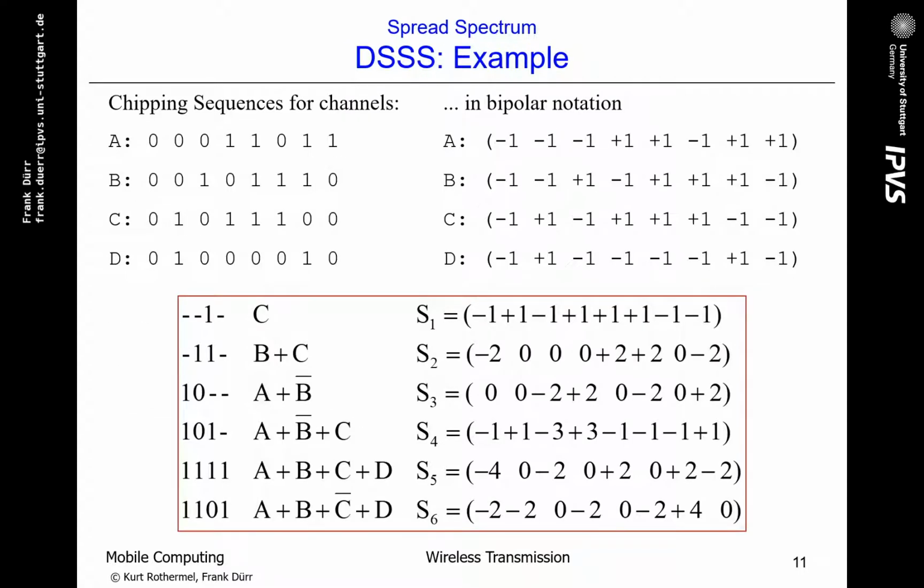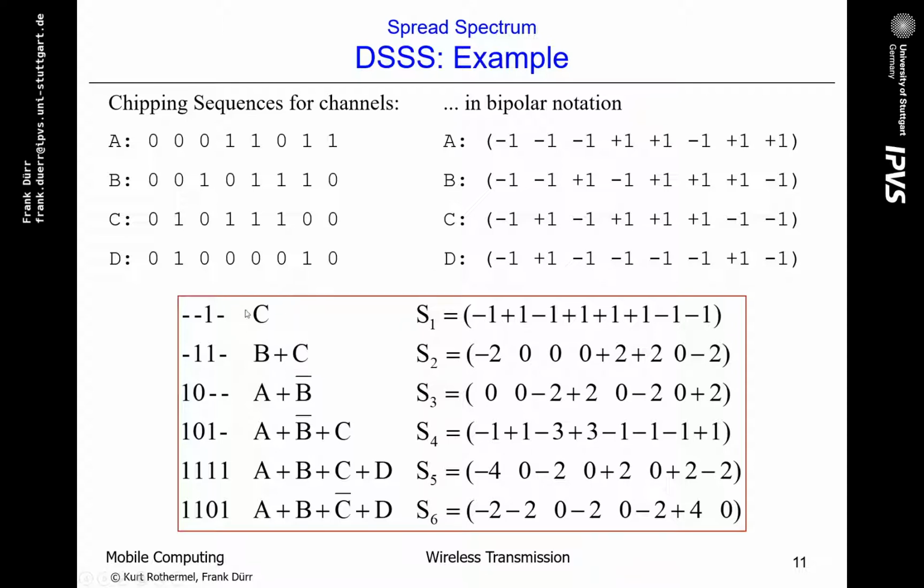We can also make a little bit bigger example. So here we have 4 transmitters, senders A, B, C, and D. We also see their chipping sequences. And in bipolar notation, we see the chipping sequences on the right-hand side. Okay? So now we have different scenarios.